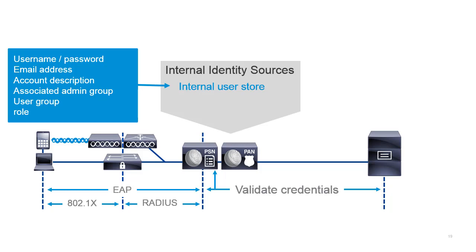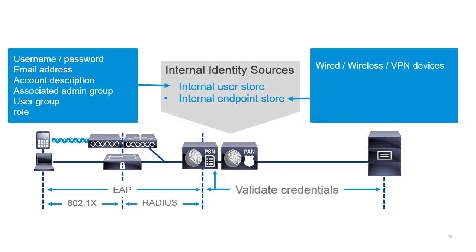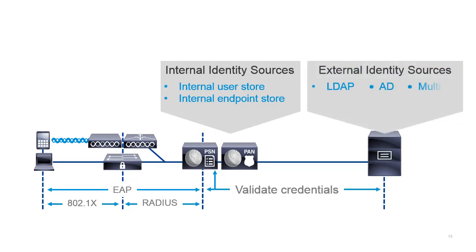The other internal source is the endpoint information for wired, wireless, and VPN-connected devices, which are represented by their MAC address. This may also store other endpoint attributes, such as platform and OS version. Cisco ISE also supports several external identity sources, as you see here. We'll talk about these soon, but first, I want to tell you a bit more about internal identity sources.